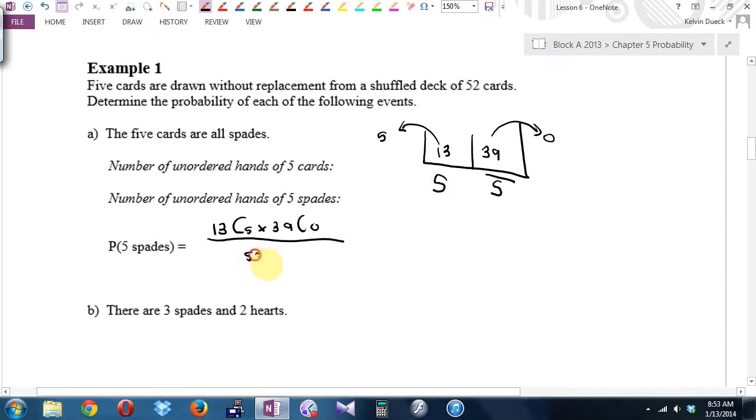52 choose. How many do I want to pick? And this will probably give it to you as a decimal. So with the choose method, we often will not get answers as fractions. But can you go 13 choose 5 times 39 choose 0? Although, what is 39 choose 0? 1. So you can probably avoid typing that if you're really lazy. Divided by 52 choose 5.